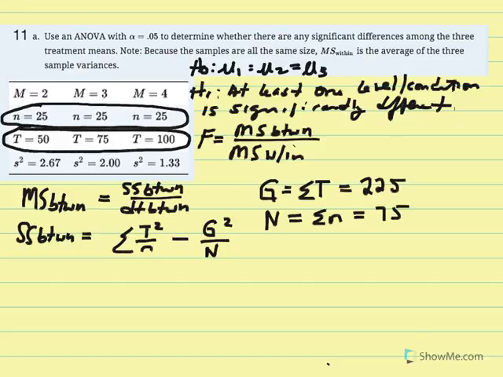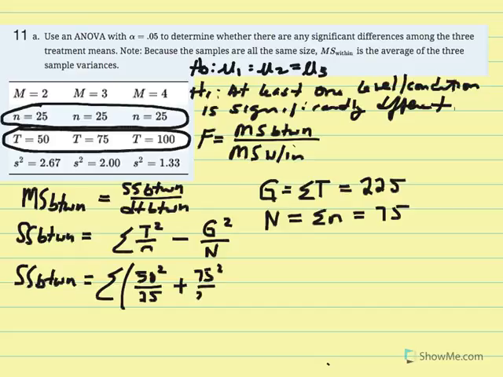And with that, we can replace values and start to solve for SS between. So SS between is equal to the sum, and I'm going to put in parentheses, our first T is equal to 50. So 50 squared over N, 25, plus our second T, 75 squared over 25, plus our third T, 100 squared over 25, and then minus G, which we just figured out is 225, we're going to square that, over N, which is 75.